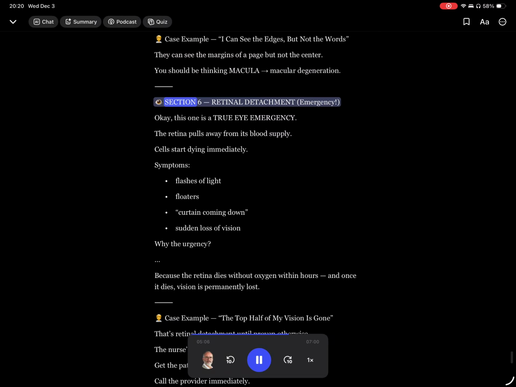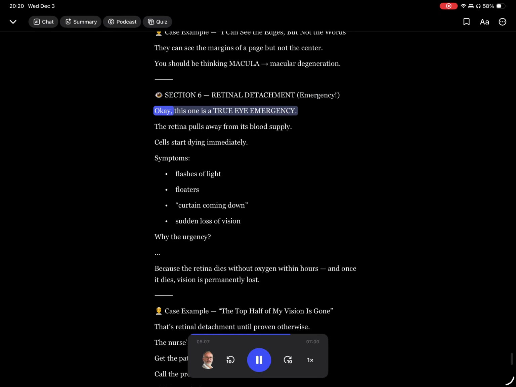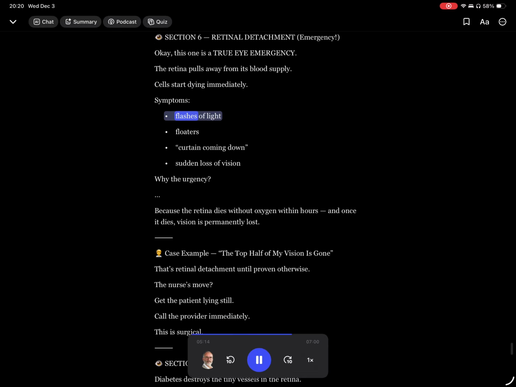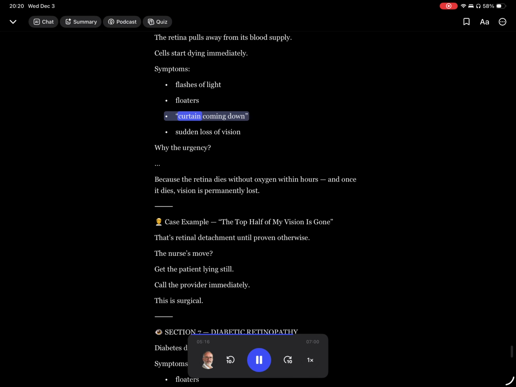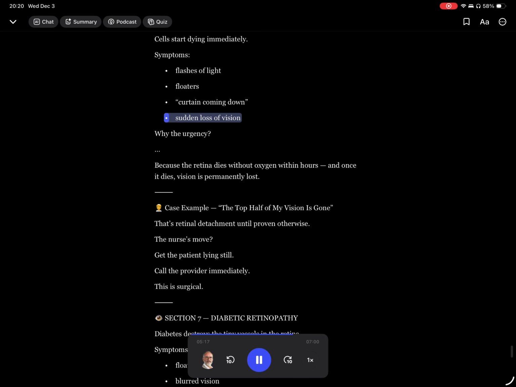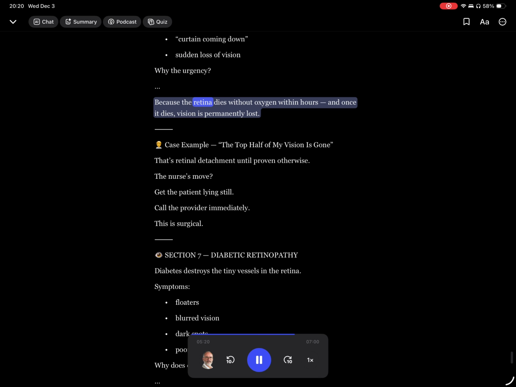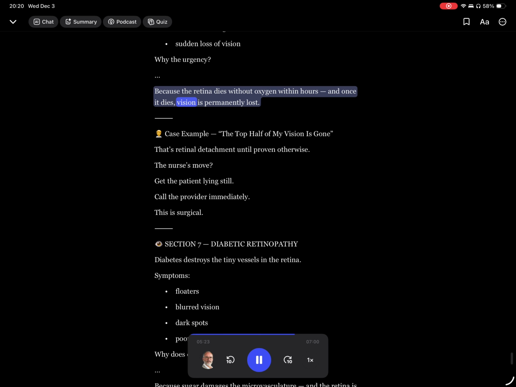Section 6. Retinal detachment. Okay, this one is a true eye emergency. The retina pulls away from its blood supply. Cells start dying immediately. Symptoms: flashes of light, floaters, a curtain coming down, sudden loss of vision. Why the urgency? Because the retina dies without oxygen within hours, and once it dies, vision is permanently lost.